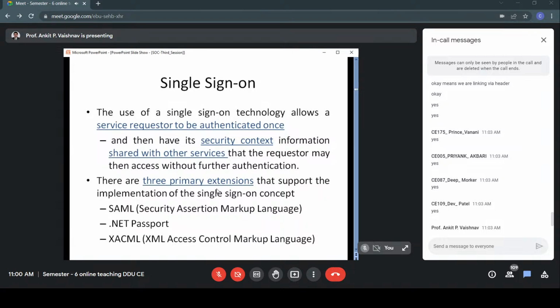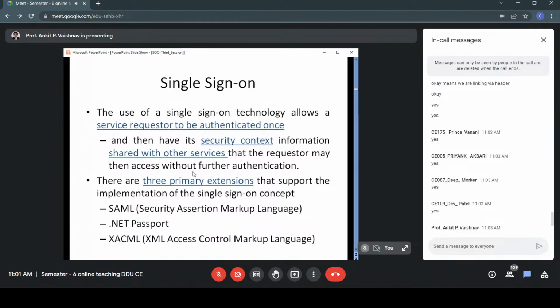Single sign-on is a concept, remember? It is implemented by different programming platforms in different ways. Let us see what is single sign-on. The use of single sign-on allows a requester to be authenticated only once and then have its security context shared with other services that the requester may access without further need of authentication. Okay.